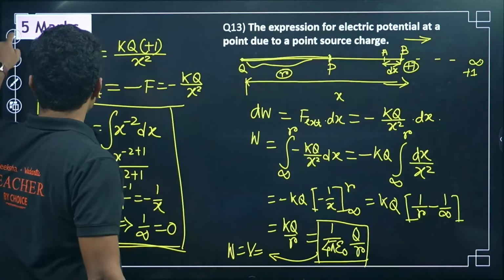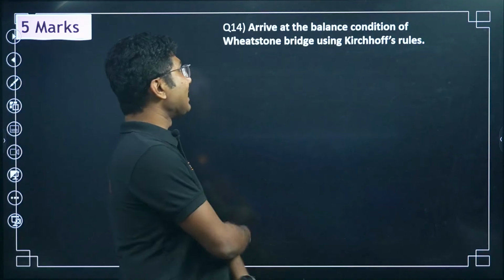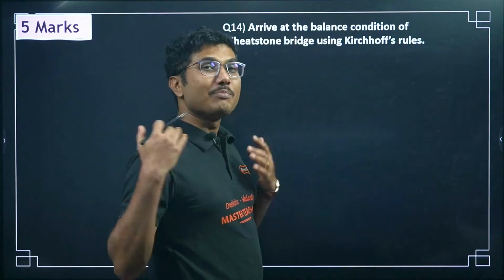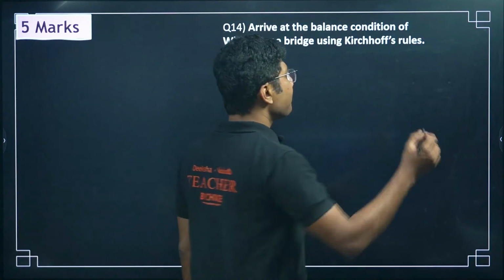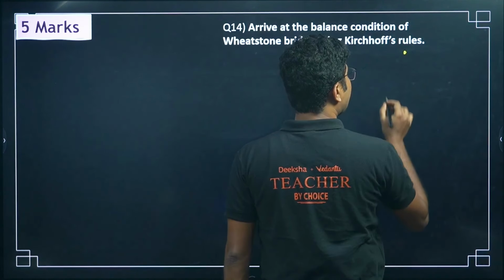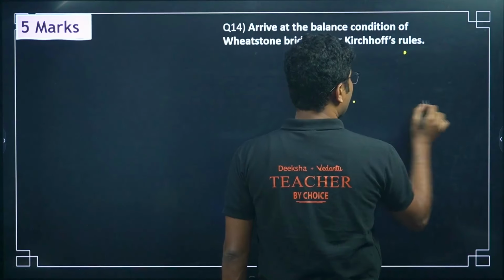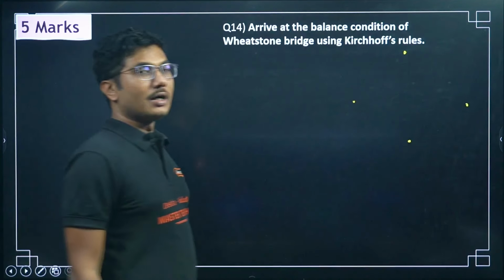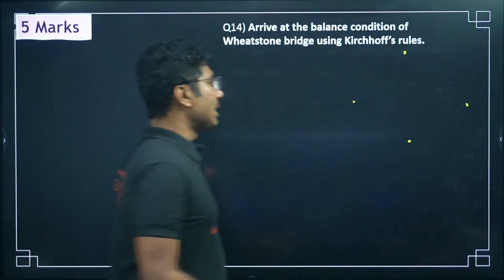Now, next, another derivation: arrive at the balanced condition of Wheatstone bridge using Kirchhoff's rules. Another very important and most expected question. First you have to start with the diagram. I am not using any pre-drawn diagram, I am drawing it so that you know how to draw it.